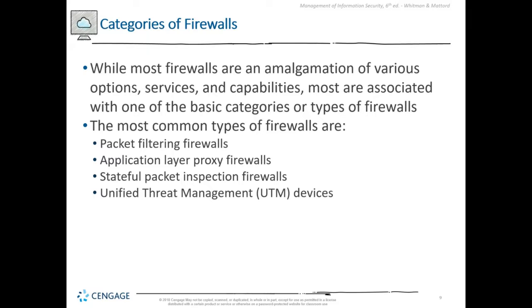So when we look at the application layer proxy firewalls, they work like packet filtering firewalls, but they work on the application layer. Stateful packet inspection firewalls keep track of each network connection that's established between internal and external systems, and they use a state table. That state table tracks the state and context of each packet exchange, recording which station sent which packet and when.